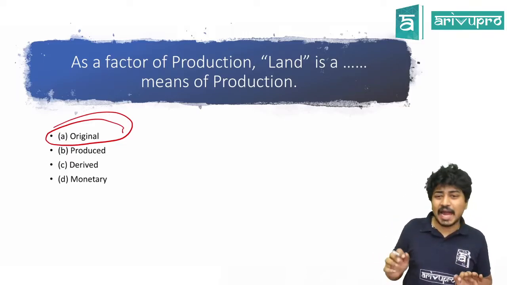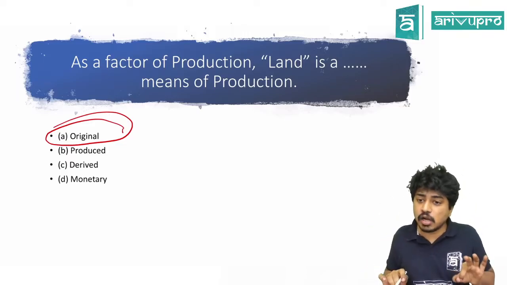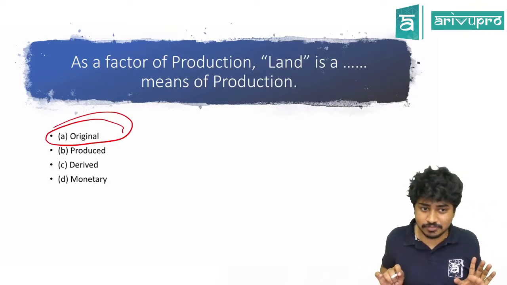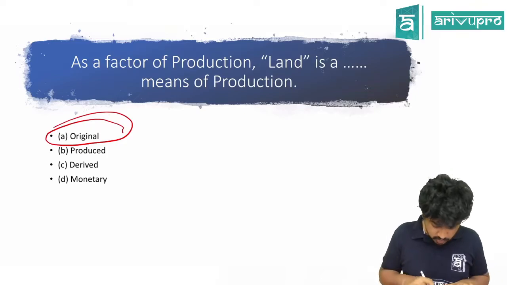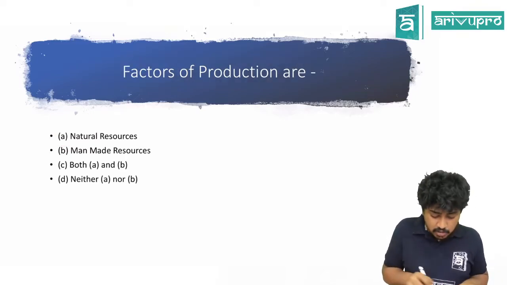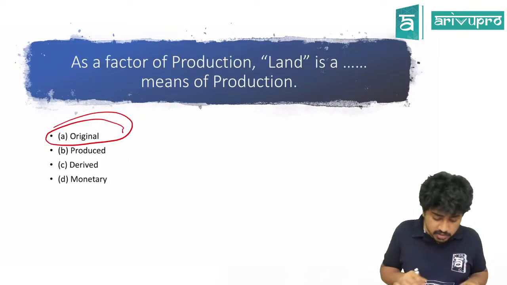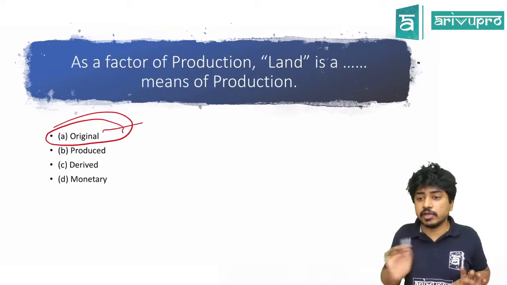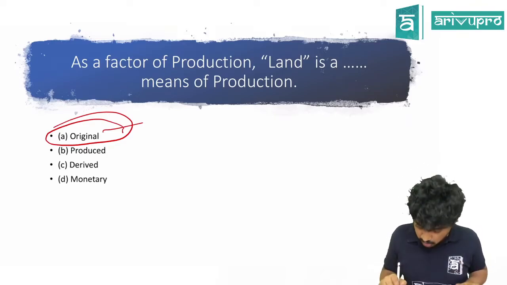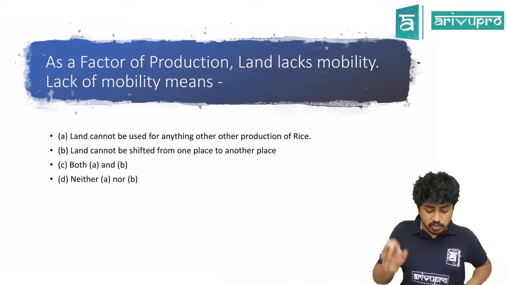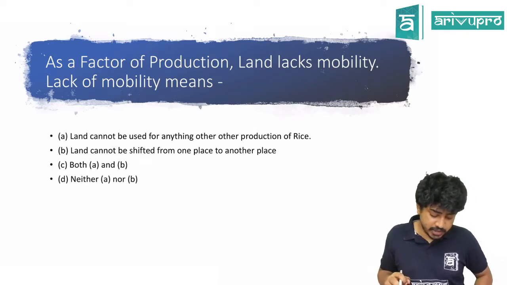So, land and labor is the original factor. But land alone is a natural factor. If you have to take original factors, land and labor will come into original factor. Are we clear? As a factor of production, land lacks mobility.